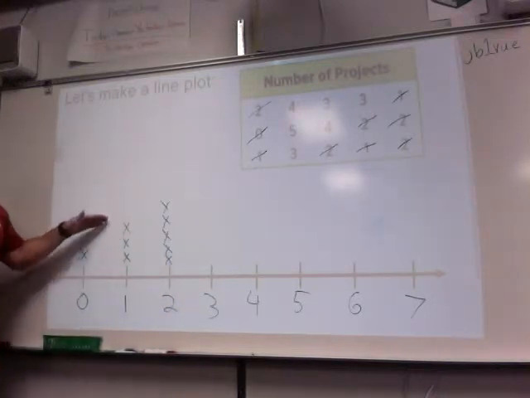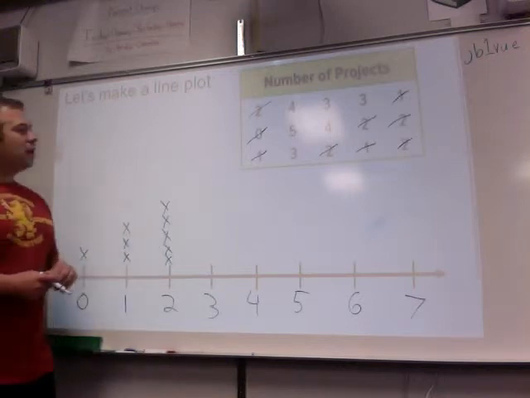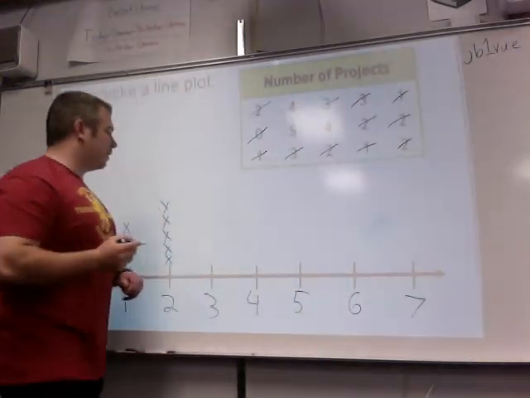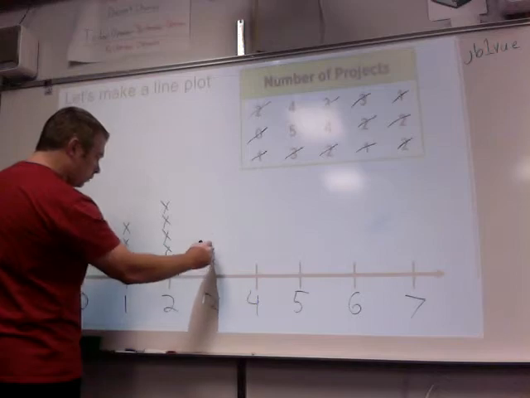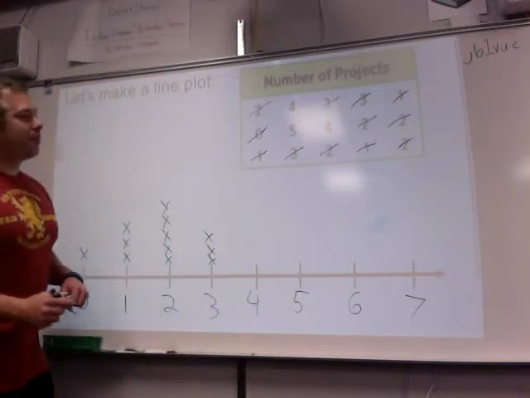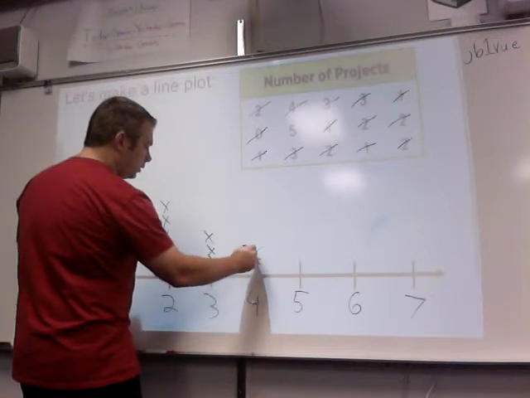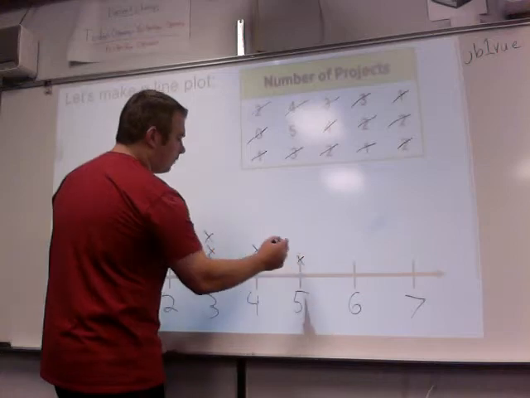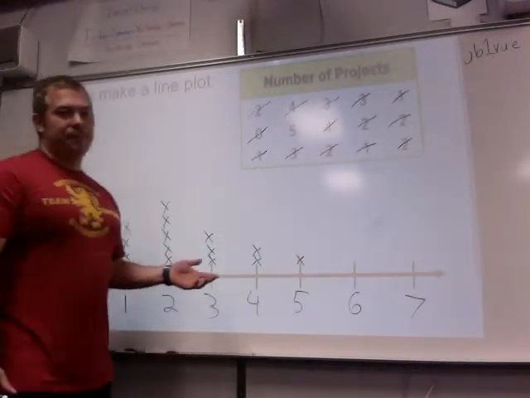Trying to make them about the same height, so all the 1s, 2s and 3s. All right, 3 people did 3 projects. 1, 2, 3, 4 projects. And only 1 person did 5 projects. Good for them. All right, so I just constructed my dot plot.